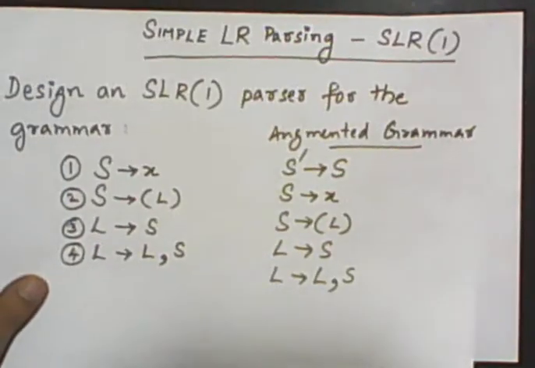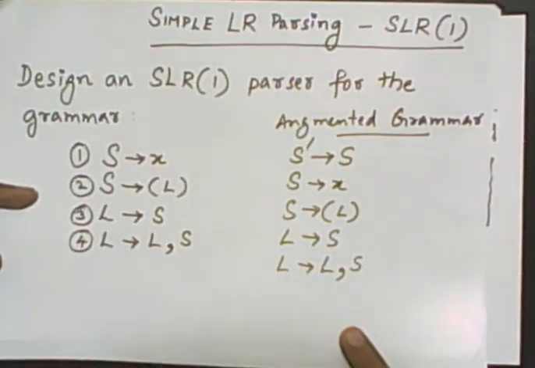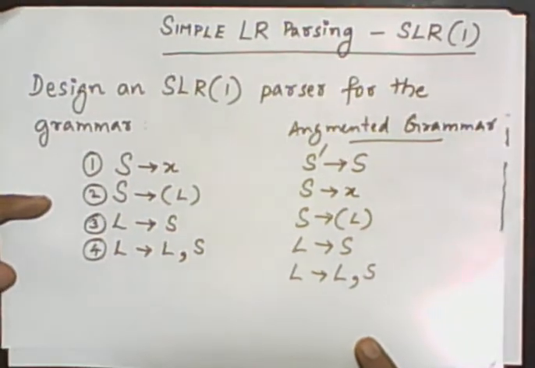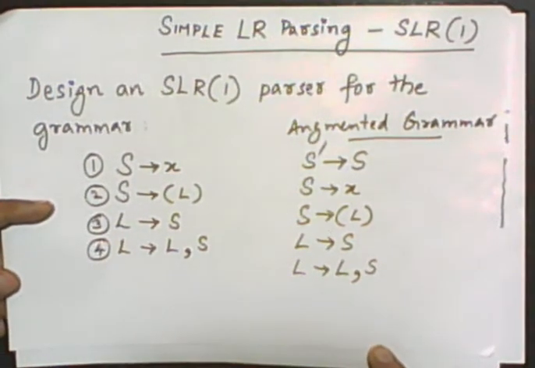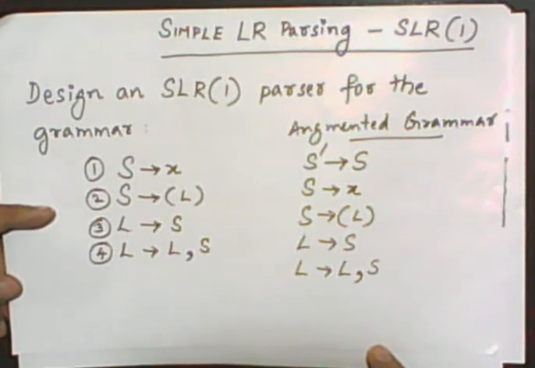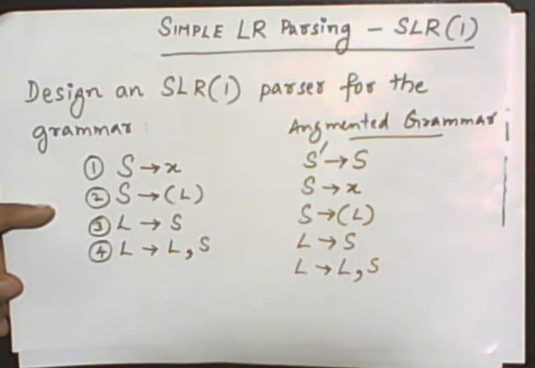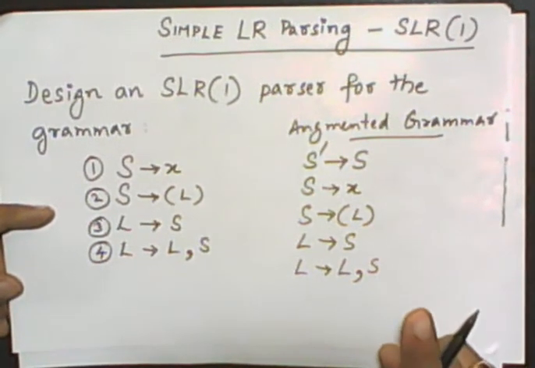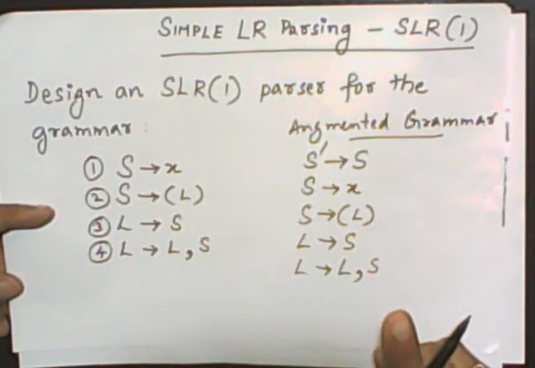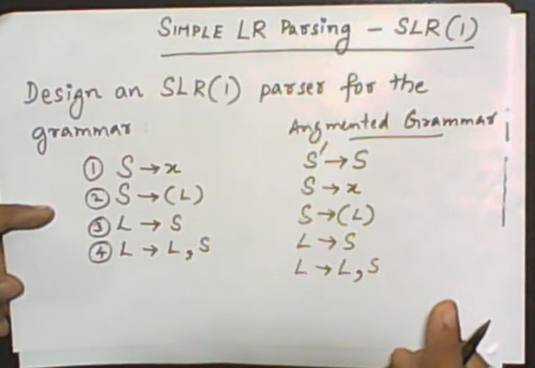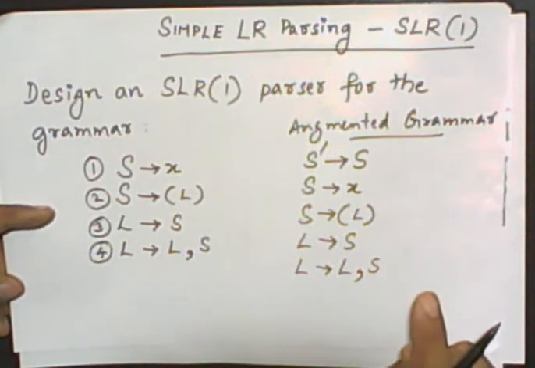As you already know, the parsing table should have a column for state, then it has to have the action section and the go to section. The go to section corresponds to the non-terminal transitions, and the action section corresponds to the terminal symbol transitions of a particular state in the canonical collection of LR0 items.